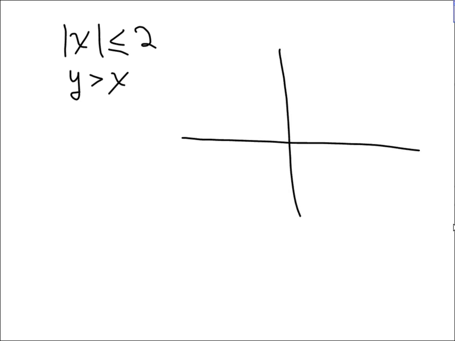Now let's look at problems that involve absolute values. Suppose you're told that the absolute value of x is less than or equal to 2, and that y is bigger than x. First thing you have to understand is what that means. Absolute value of x is less than or equal to 2. Well, I'd like you to think distances. Remember, |x| is the same as |x minus 0|, less than or equal to 2.